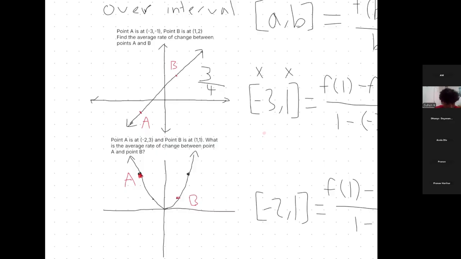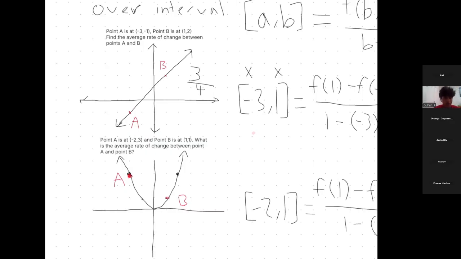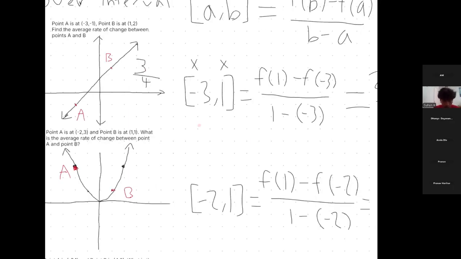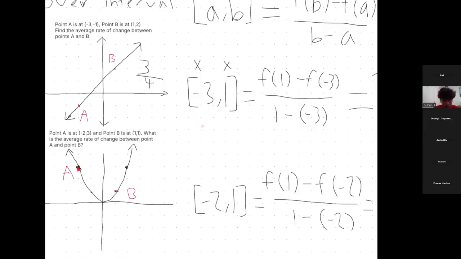So let's just plug in our formula here. The x value of point A is negative 2, and the x value of point B is 1. Okay, now we're just plugging in our formula here, right? The second number, f of 1, minus f of negative 2, divided by 1 minus negative 2. Now, what's f of 1?